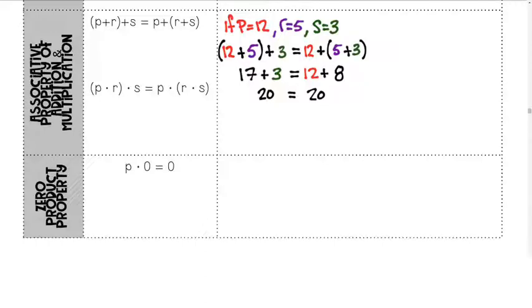Okay, with multiplication, same type of thing. I'm going to write out the problem, but instead of writing the variable p, I'm going to write 12. Instead of writing the variable r, I'm going to write 5, and instead of writing the variable s, I'm going to write 3.